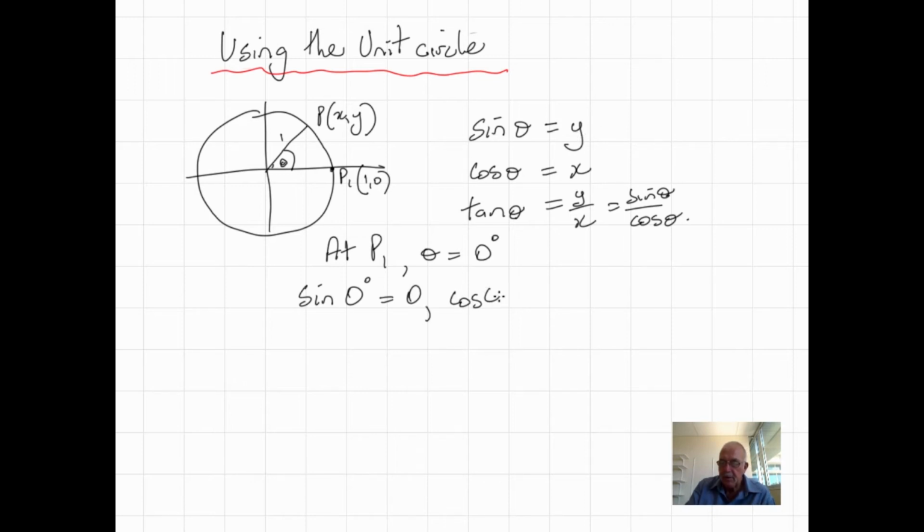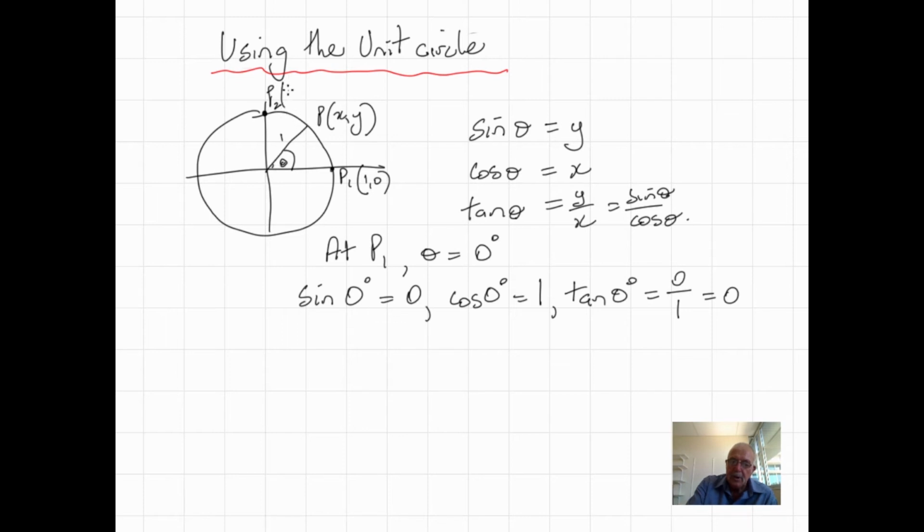The cos of 0 degrees, cos is equal to the x coordinate. What is the x coordinate at P1? It is equal to 1. And the tan of 0 degrees is equal to the y coordinate over the x coordinate. The y coordinate there is 0 over 1, and 0 divided by 1, you can have 0 on the top, and that'll be just equal to 0. So that's 0 degrees.